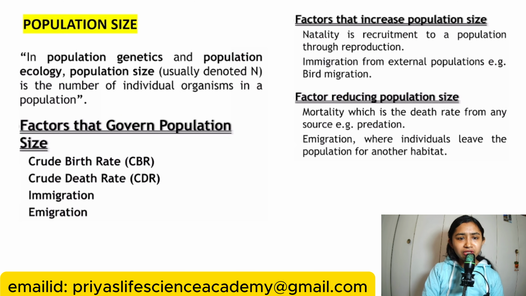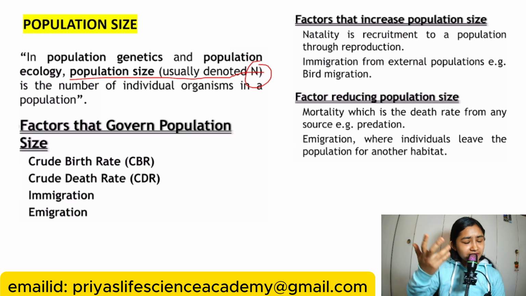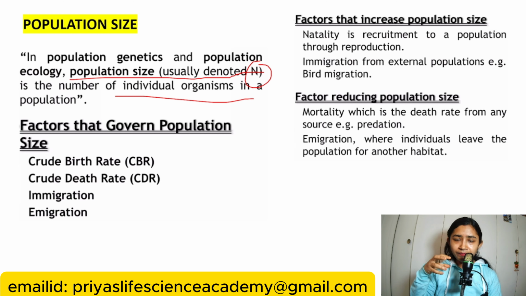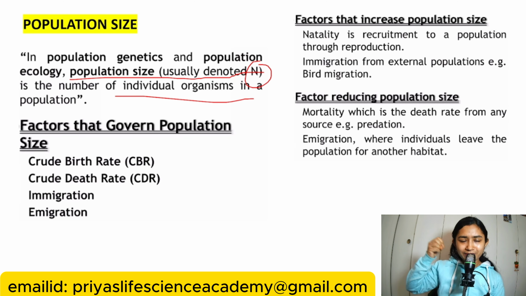In population genetics and population ecology, population size is usually denoted by the capital letter N. What is the population size? It's very simple. It's the number of individual organisms in a population. Yes, the number of individual organisms in the population. For example, 20 individuals of the same species form a group, that is a population. So the size denotes that, and it is denoted as capital N.